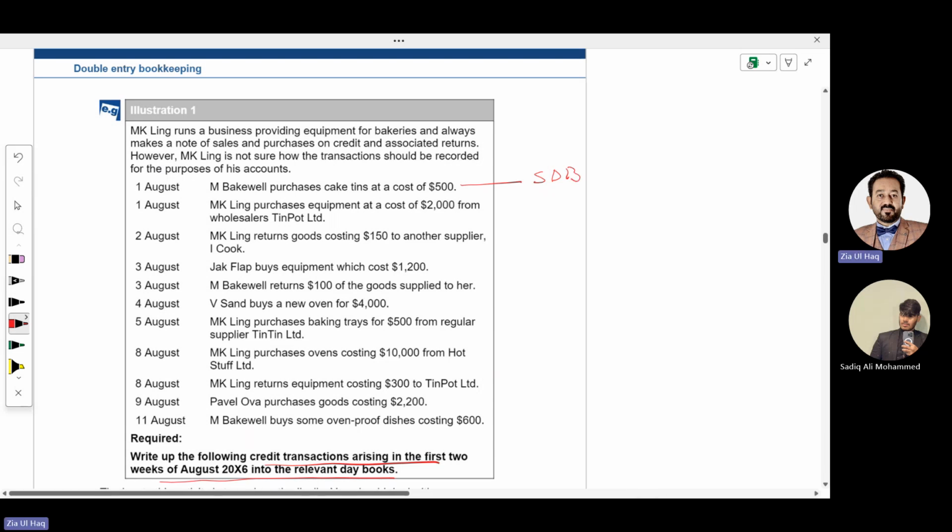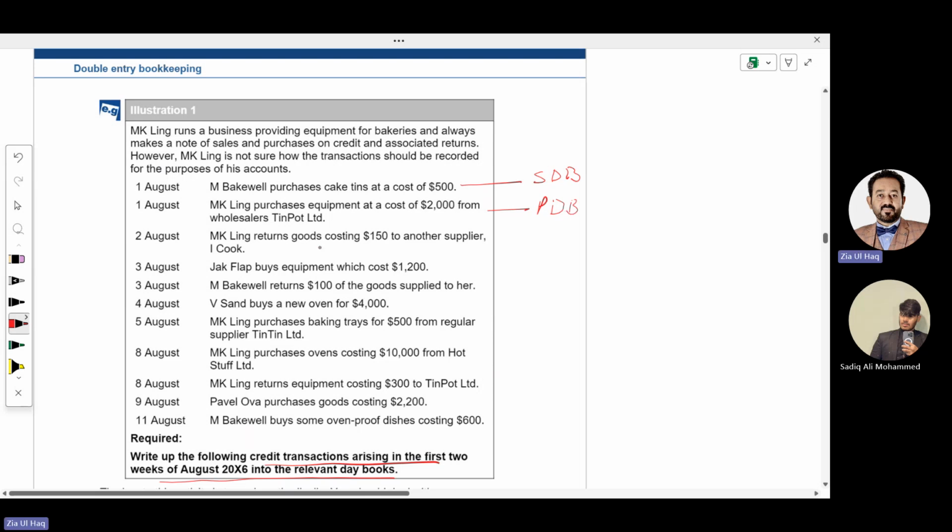On 1st August, MK Link purchased equipment at a cost of 2000 from wholesaler Tin Pot Limited. There is no word of cash. If a party name is there, this means these are credit purchases. So this will be recorded where? Purchase day book.